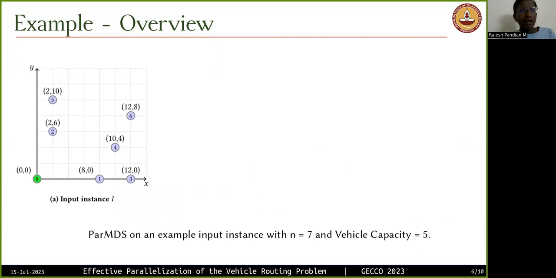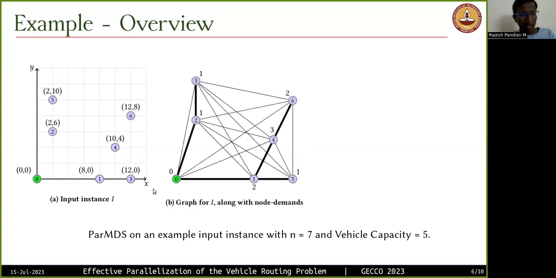Let's understand our algorithm by running it on an example. Notice that the example is a little more involved so that we understand the intricacies and the techniques involved in the algorithm. Again, this has node 0, in green, and 6 other vertices, making the total 7 nodes. The vehicle has a capacity of 5.